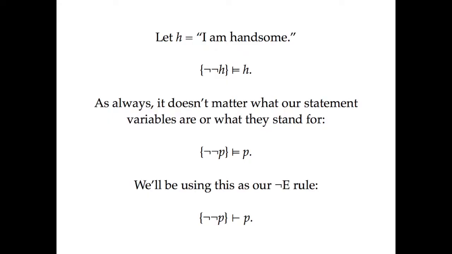Let H be the statement "I am handsome." Then here's what this argument says. Your premise is not not H. It is not the case that I am not handsome, and that entails H. Now, as always, it doesn't matter what our statement variables stand for. It doesn't matter what statement variables we use. And so in general, not not P entails P. And we're just going to be using that argument as our not elimination rule. Our rule says not not P proves P.